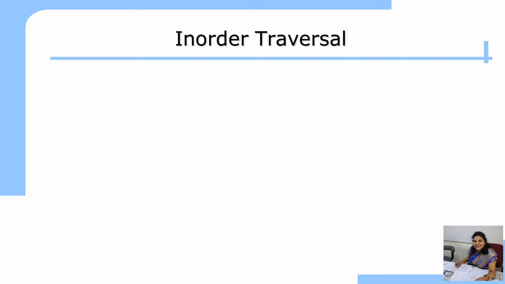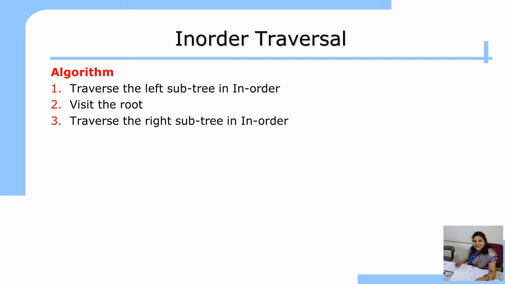In-order traversal. Let us see first the algorithm and then an example. So this is the algorithm for in-order traversal. The in-order traversal, post-order and pre-order traversal are recursive algorithms. So the first step is traverse the left subtree in order. The second step is visit the root, and the next step is traverse the right subtree in order. So you can see that L means left subtree, V means root, and R means right. So the shortcut of this algorithm is LVR.